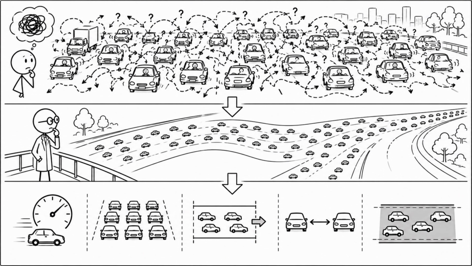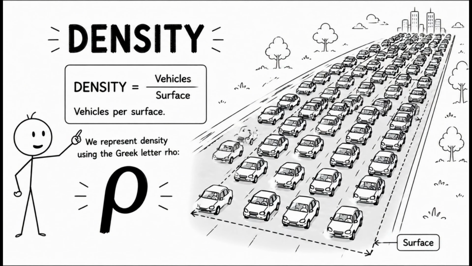The first variable is density. Density tells us how crowded a region is. We represent density using the Greek letter rho. If only a few vehicles occupy a large area, density is low. If many vehicles are packed closely together, density is high. Density answers one simple question: how crowded is this part of the road?